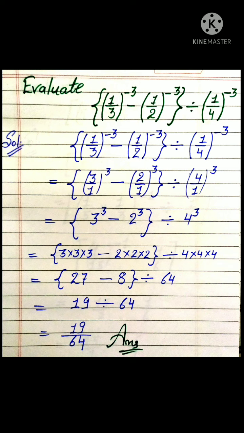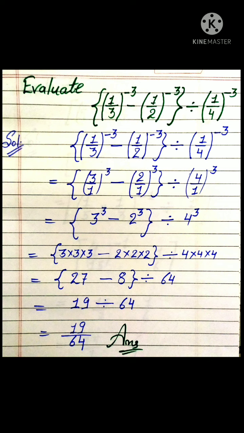Now as you are seeing, all the rational numbers have negative powers, and we know how we can make them positive by the reciprocal of the base. So this 1 upon 3 will become 3 upon 1 to the whole power 3, this 1 upon 2 will become 2 upon 1 to the whole power 3, and this 1 upon 4 will become 4 upon 1 to the whole power 3. These can be written as 3 to the power 3, 2 to the power 3, and 4 to the power 3. What we will do now is expand these and multiply.